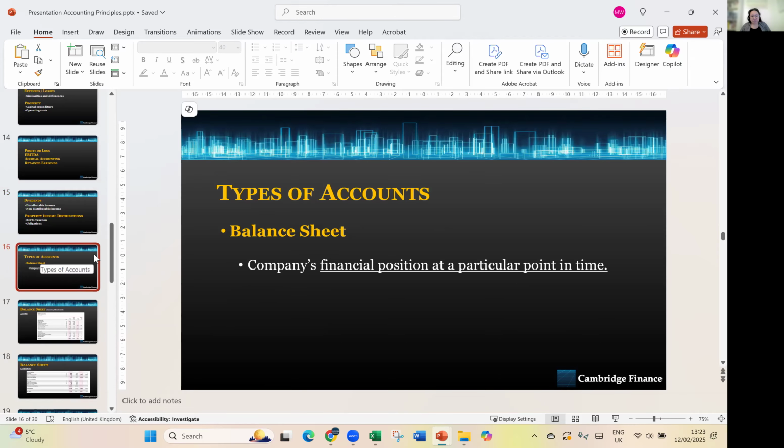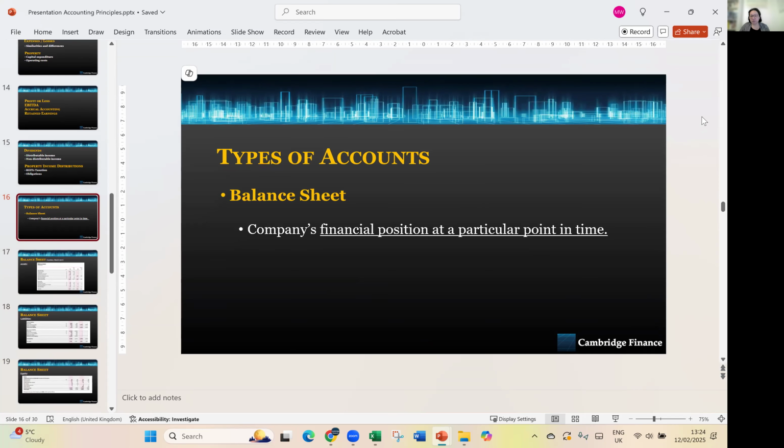Again, the types of accounts that we need to look at is the balance sheet. The balance sheet is the financial position at a particular point in time. And it's an interesting thing about the balance sheet, because when we're doing valuation of companies, of REITs, for example, we look at the NAV, the net asset value. So what is the net asset value?